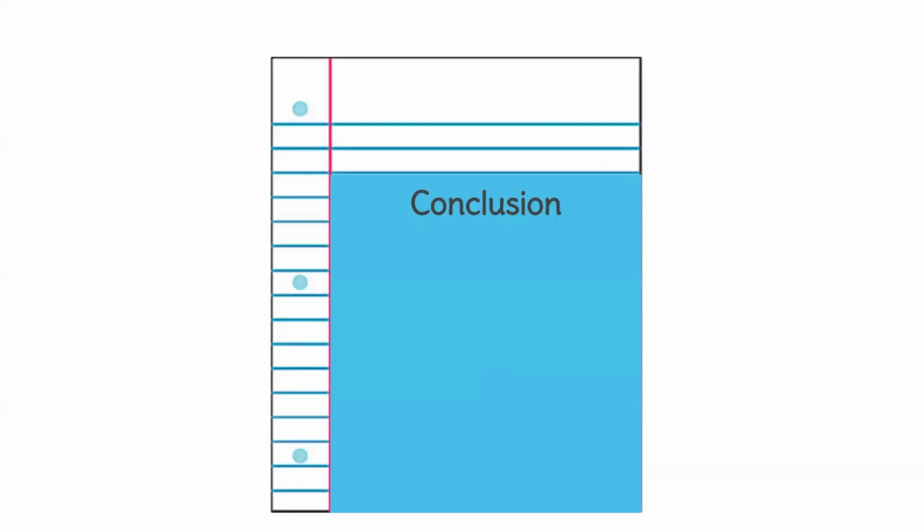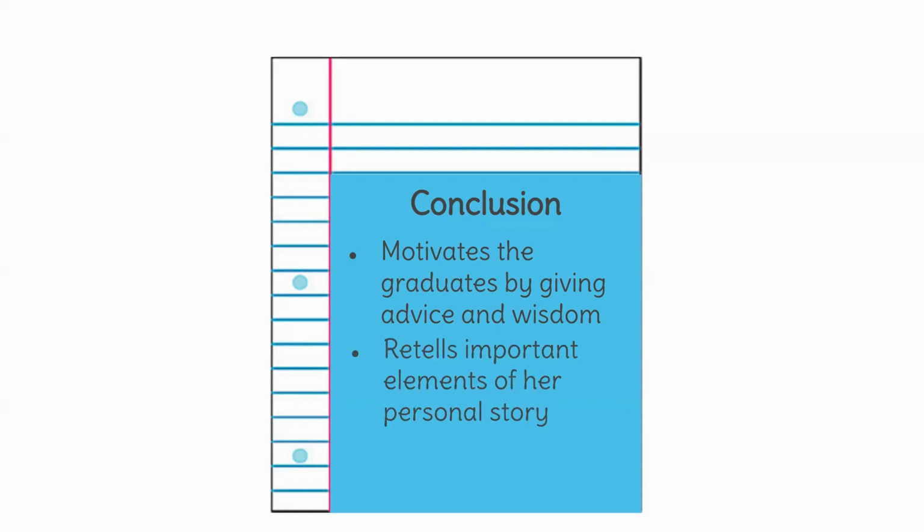After a personal story comes the conclusion. The conclusion is the last section of an address. This is the part of the address where the speaker motivates the audience with lifelong advice and wisdom, and the speaker ends the speech. Speakers often retell important parts of the personal stories for emphasis and make sure to congratulate the graduates on their academic achievements before the end of the commencement address.